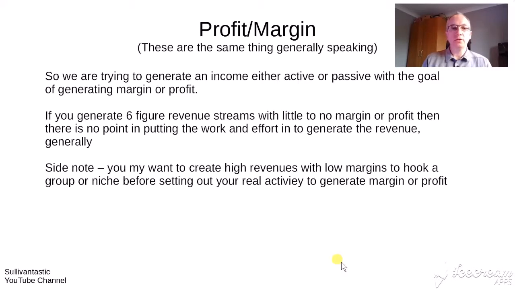So on $10,000 at 50% margin or 50% profit, you're making $5,000, whereas you could have $100,000 revenue coming in with no margin. I know which one I prefer to have, and it's very important that when you're looking at any activities you keep in the back of your mind the profit and margin that you're going to generate. It's not just about revenue, it's the profit and margin that you get from that revenue.